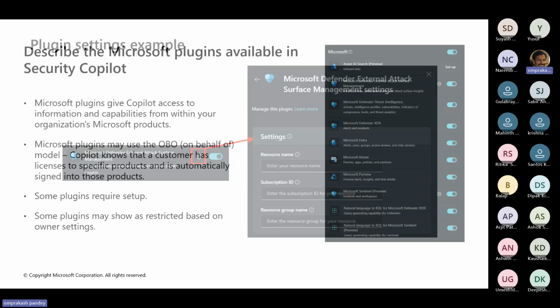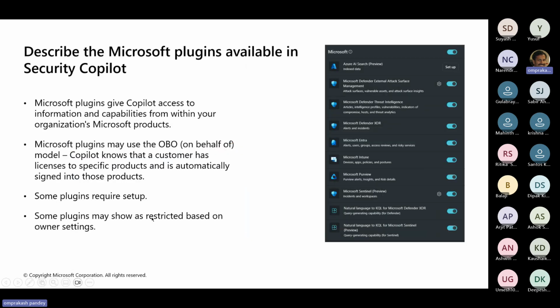So if you see the last points, some of these plugins may show restricted based on the owner settings. Currently, what we have done initially is we have given global admin permission, security admin permission on the Azure subscription, right? As far as Microsoft 365 is concerned, we are not aware about the owner permissions on those subscriptions, or whether the user has any licenses on that area or not. We are not aware on that.